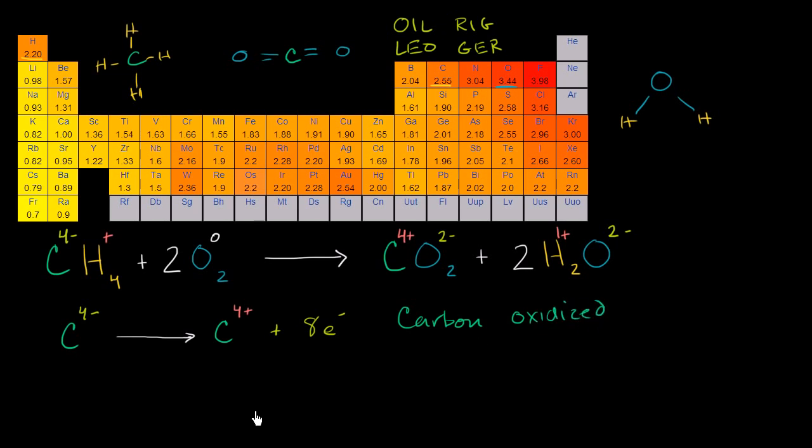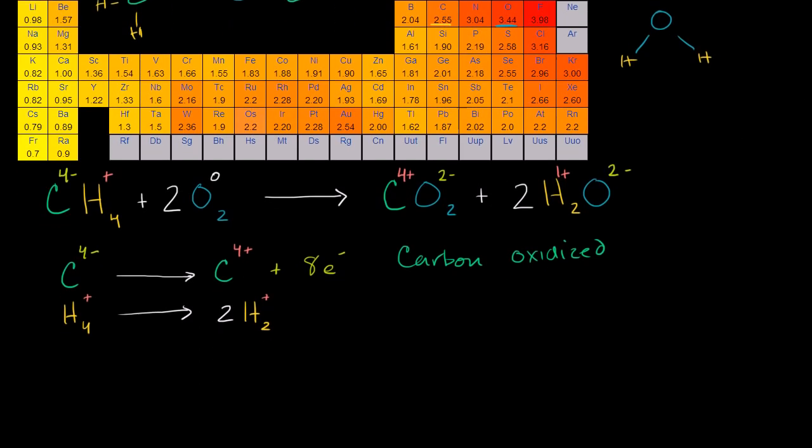Carbon is oxidized. Now let's think about the hydrogen. On the left-hand side, you have 4 hydrogens that each have an oxidation number of +1. On the right-hand side, you have 4 hydrogens, we're just writing it in a slightly different way. We could write it like this: 2 H2s, and each hydrogen has an oxidation number of +1. So the oxidation numbers for the hydrogens have not changed. So the hydrogens have neither been oxidized nor reduced.